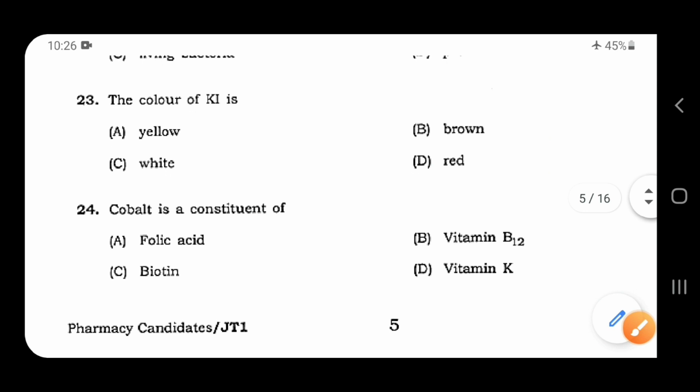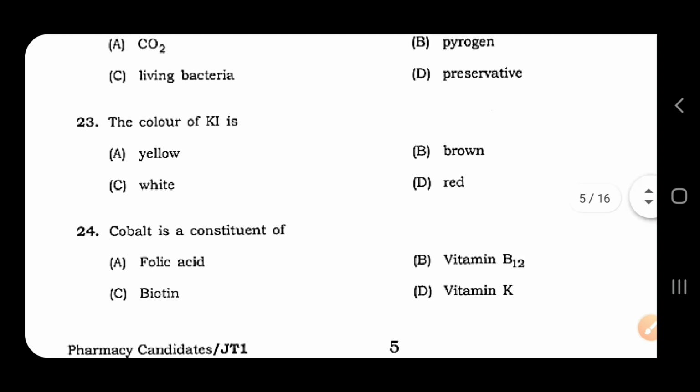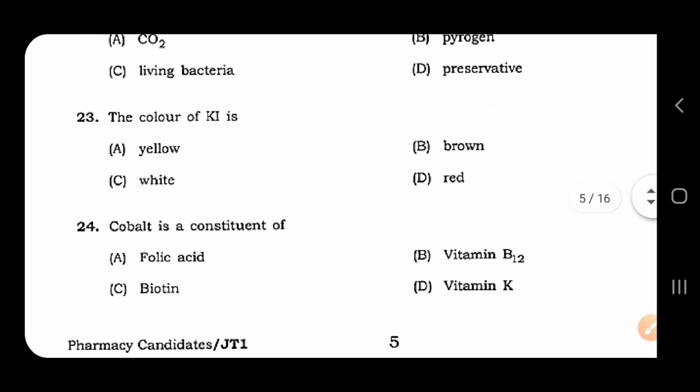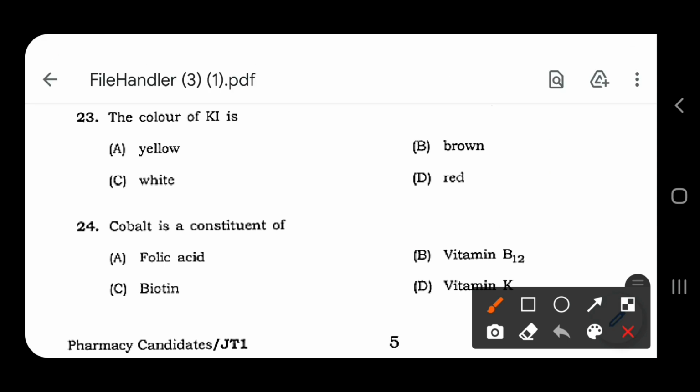Next question, that is question number 23. The color of potassium iodide is: yellow, brown, white, red. Actually, in presence of air, potassium iodide converts into yellow color. So the correct answer is yellow.